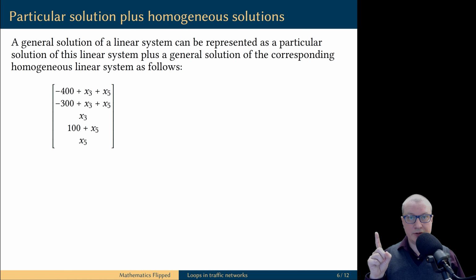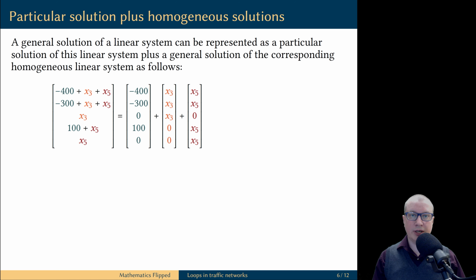In one of the previous videos, we established that the general solution of a linear system can be obtained as a particular solution of this linear system plus the general solution of the corresponding homogeneous linear system. Let me remind you how this can be done. We split the general solution vector into several individual vectors. In the first vector, we collect all free constants. In the next vector, we collect everything that involves the free variable x3. In the next vector, we collect everything that involves the free variable x5.